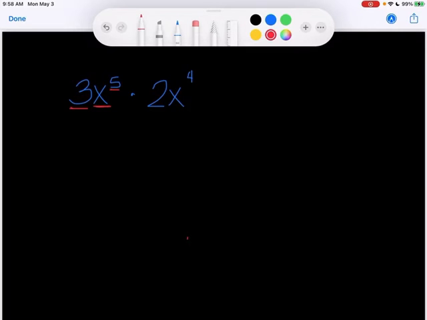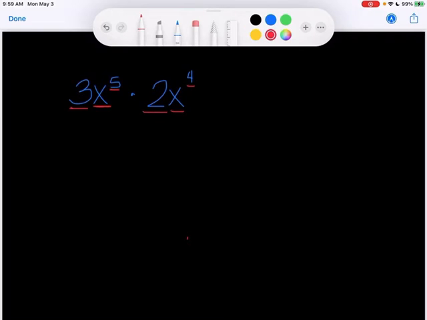Keep in mind that only x is being raised to the 5th, not 3x. Now, if we had 3x to the 5th like this, then 3x, that whole thing, would be your base. Okay? But in this case, just the x is your base. And then over here, 2 is your coefficient, x is your base, and 4 is your exponent or your power.